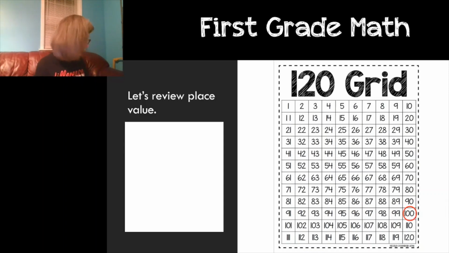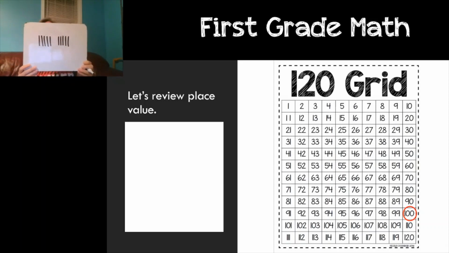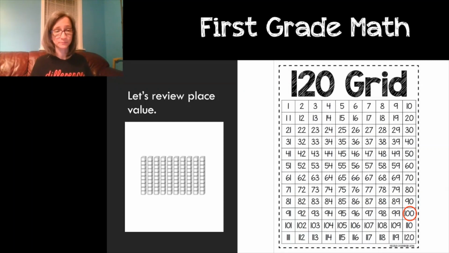Okay, do you see what number is circled right now? What's that number called? 100. How would you draw 100 as quick tens? I drew 10 sticks of 10 and no ones. 100 is 10 sets of 10 and no ones.